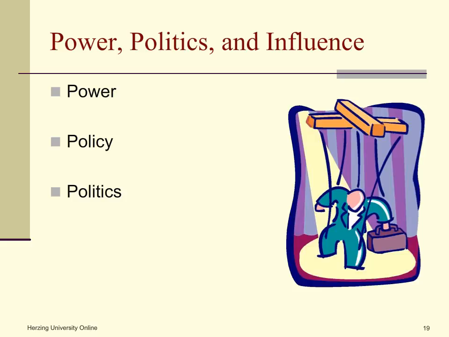Policy is a plan of action. It's a set of decisions, procedures, or laws. Politics is the process of human interaction within organizations. Politics is the interaction that takes place between individuals, groups, or organizations to make the policies. It is the art of using power effectively.